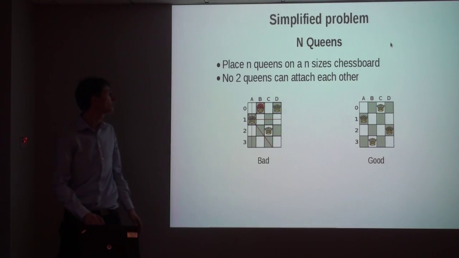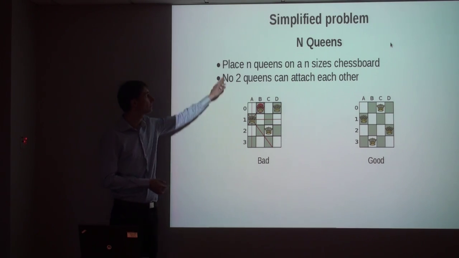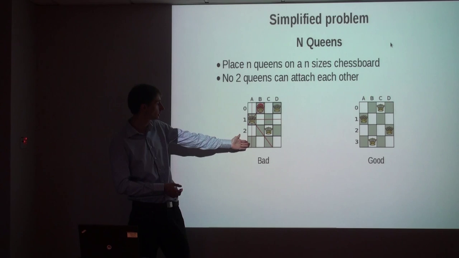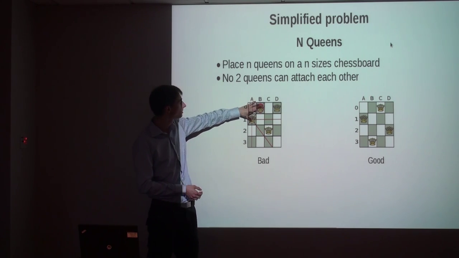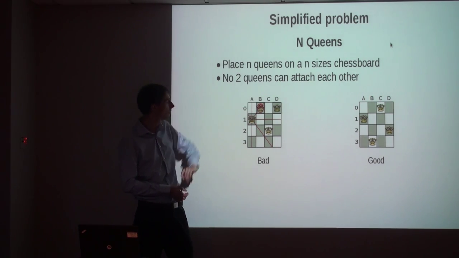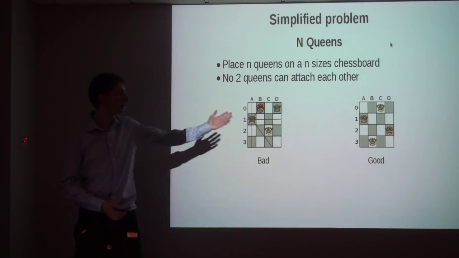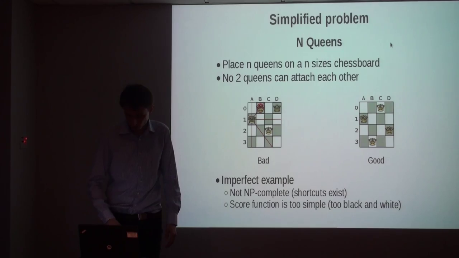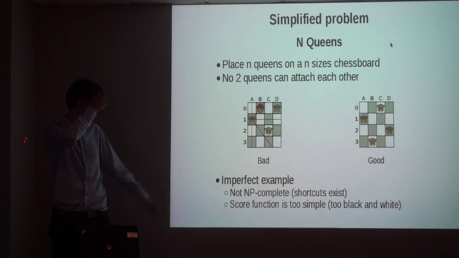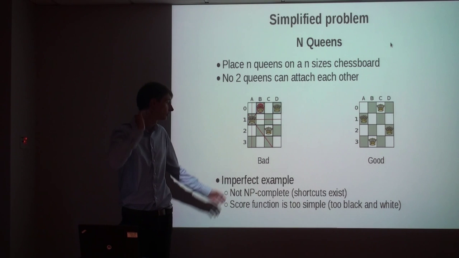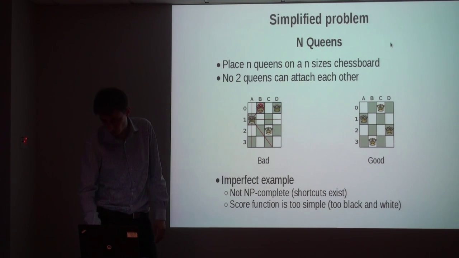So n-queens is a simplified problem: place n queens on an n-sized chessboard so that the queens don't attack each other. This is a 4-queens problem. This is bad, and this is bad, because these queens can attack each other. This is a good one. There are no soft constraints, only hard constraints. There are shortcuts that exist, so it's a bad thing to benchmark on, and the score function is way too simple to derive too much from it, but it's a good one.